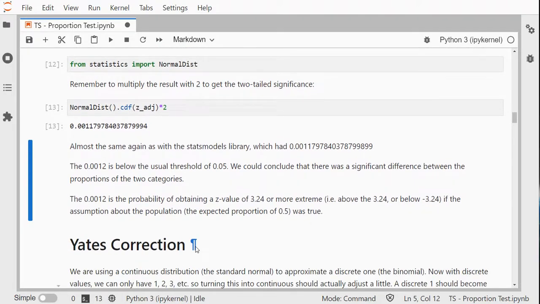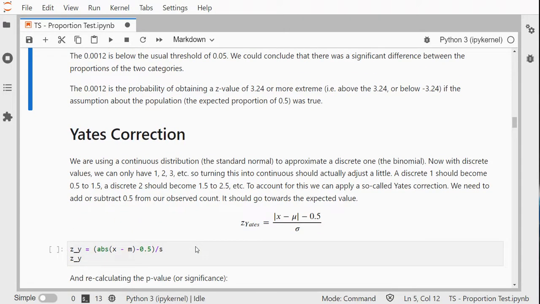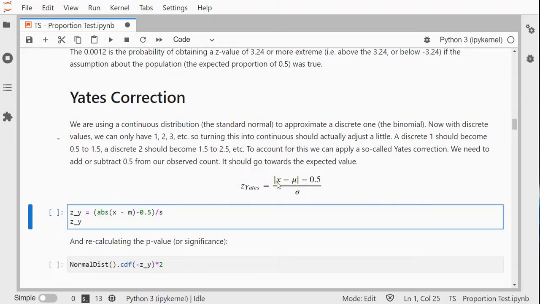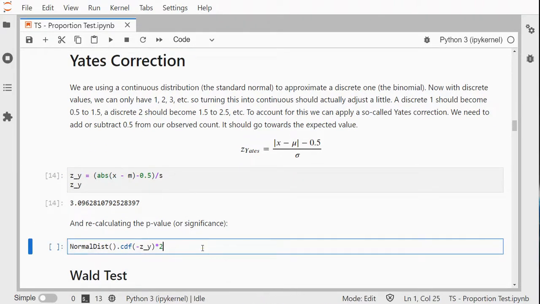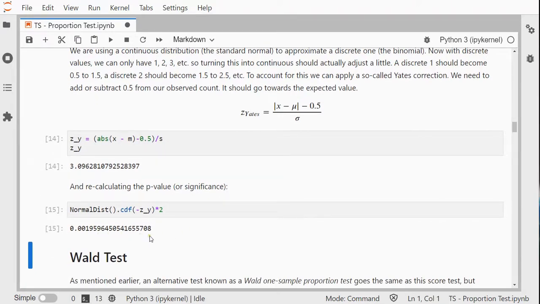Like I mentioned before, if you want to use a Yates continuity correction, I didn't see that in the statsmodels version, so I will have to use it myself. You take the absolute value of the difference and then you subtract a half. So I can simply do that, and then I get my new z value, and of course I have to calculate the probability of that again. It's a little bit different, but not that much.